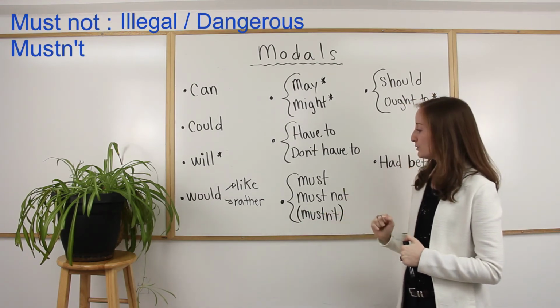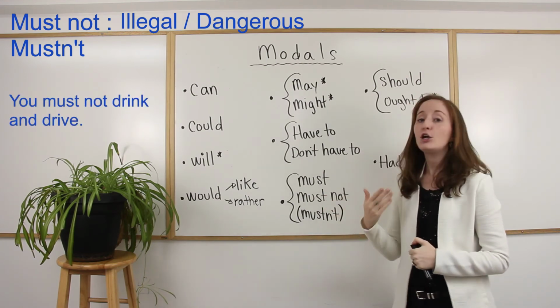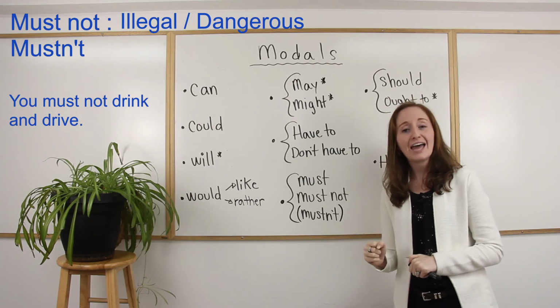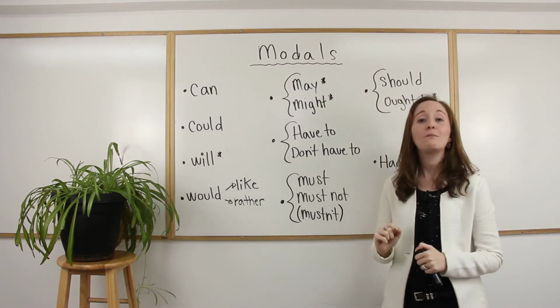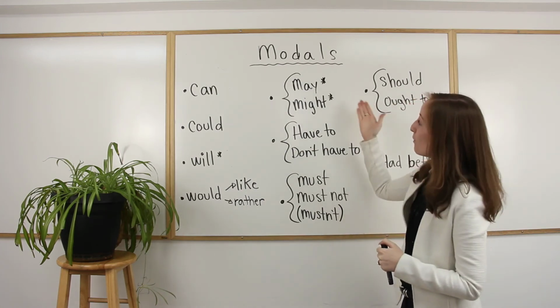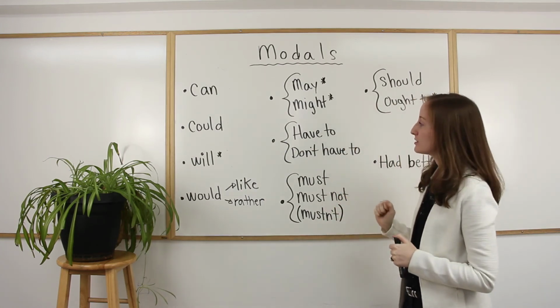The other one, must not, the negative. Now, must not is for something that is illegal or dangerous. Example, you must not drink and drive. So these are the other modals for part 2 for today. So possibilities, obligations of different variations.